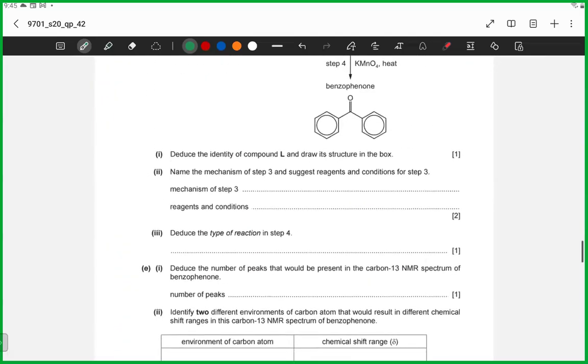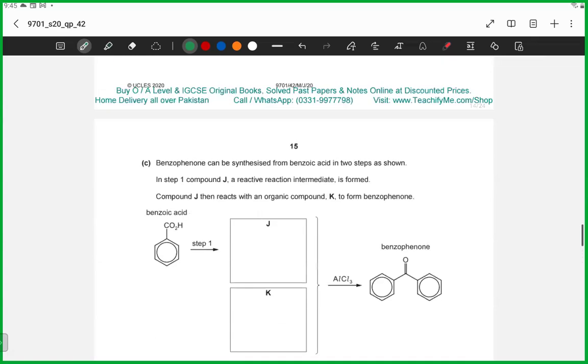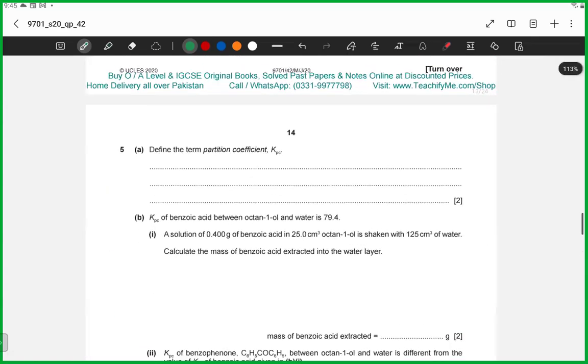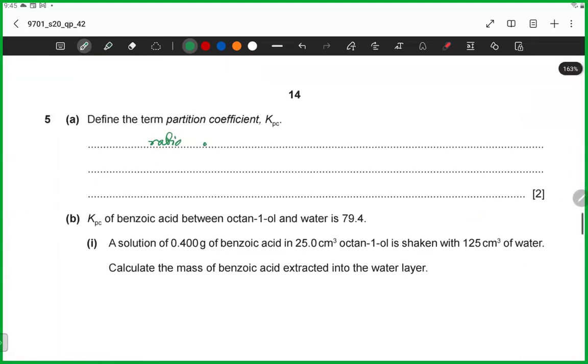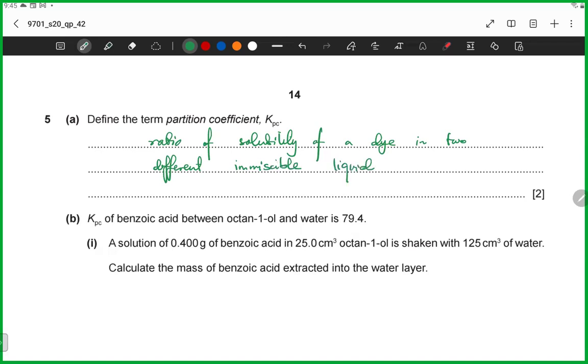So we're done with question number 5 now. Question number 5 is again organic. It's about partition coefficient. What is partition coefficient? It's the ratio of solubility of a dye in two different immiscible liquids that don't mix. So that's what KPC is.